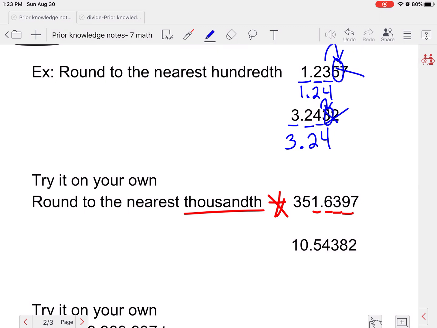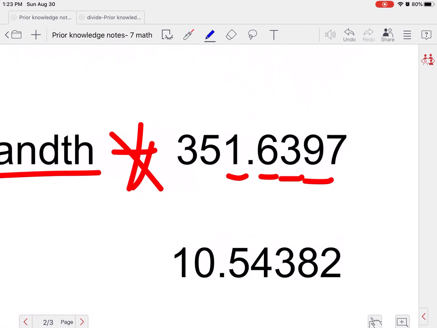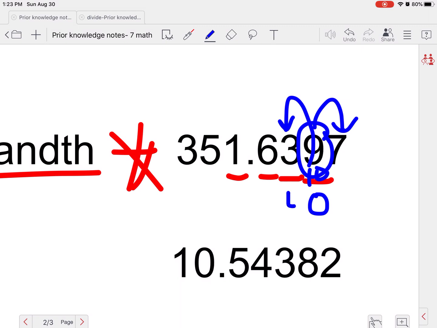And just to go back and review, because this one's a little bit different, we're looking at the 9, and the number behind the 9 is the 7. Okay. So the 7 tells me to go up. But 9, the next number up is 10. So I'm not going to shove a 10 right here, right? But I am going to make the 9 a 0, and then the 1 carries up with the 3, so that becomes a 4. So we're going to have 351.640, and the 7 goes away. Now you can choose to write the 0 or you can choose not to. That's totally up to you. After the decimal point, we don't have to include those extra zeros if we don't want to.